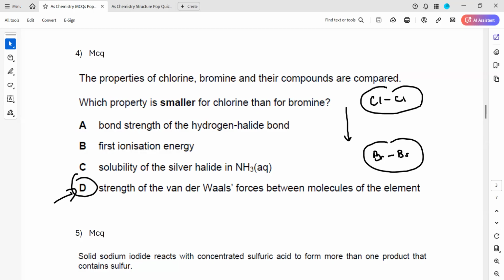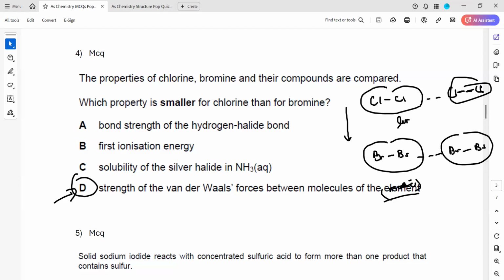So the van der Waals force is increasing. If we have two chlorine molecules, they will have a weak van der Waals force compared to two bromine molecules. What is the reason for that? Because bromine has more electrons in the molecule, while chlorine has few electrons in the structure. So if we have more electrons, there is a stronger van der Waals force. If we have few electrons, there is a weaker van der Waals force.